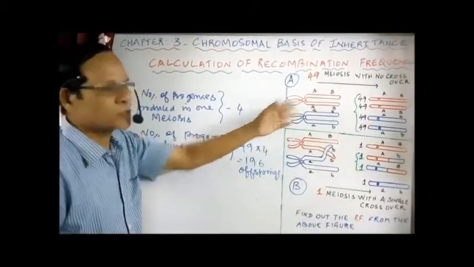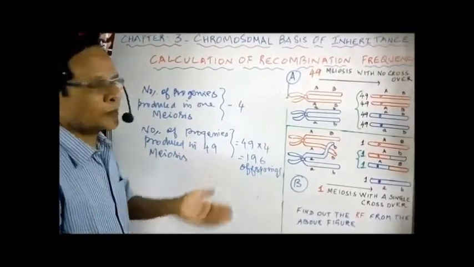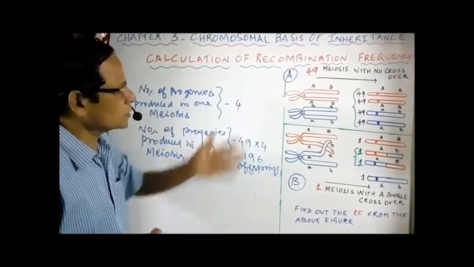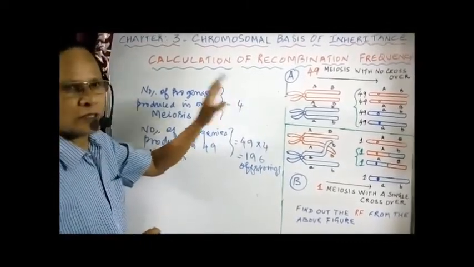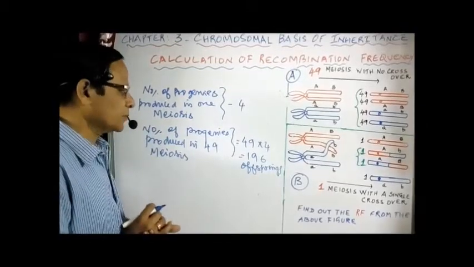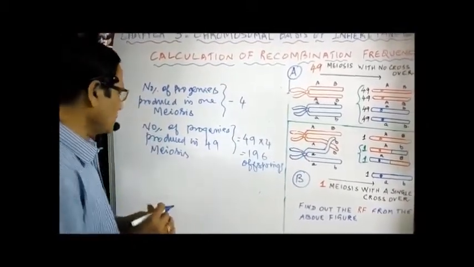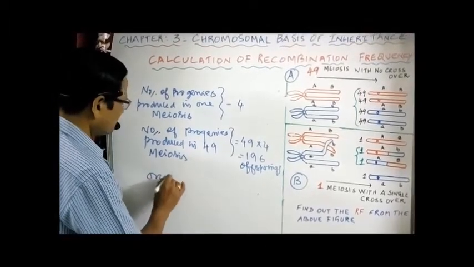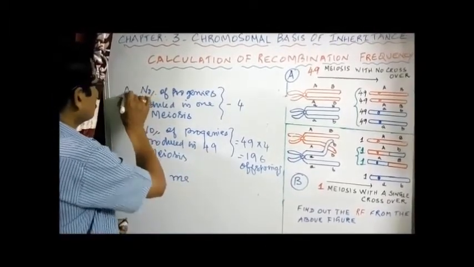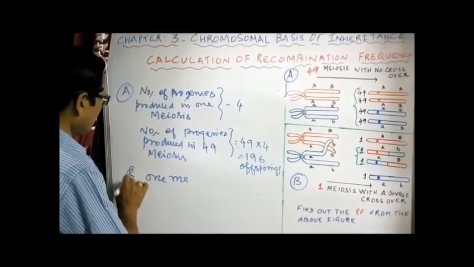Here there is no crossing over. No new recombinants are produced. All are actually similar to the parental types. Now let's take this one. Here there is one meiotic division, one meiosis. The second one, this is A, and this is taking adjacent B.